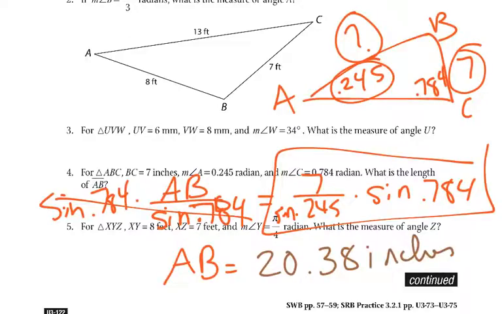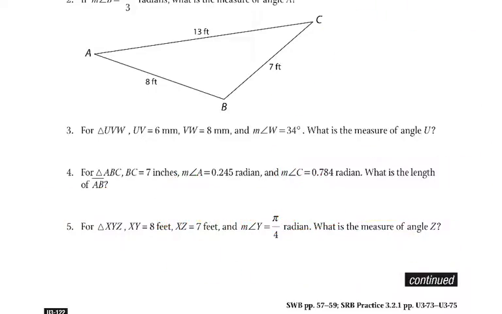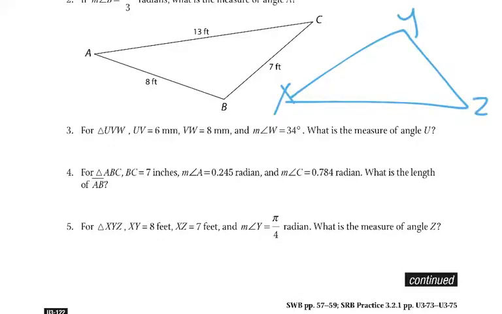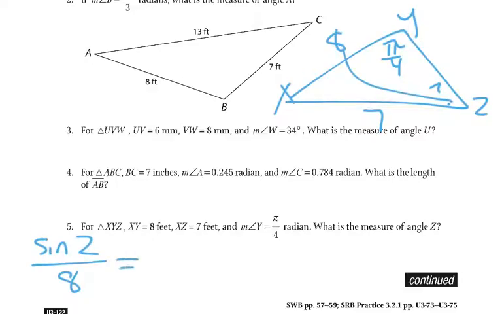Okay, number 5. So let's draw our triangle. X, Y, Z. XY is 8. XZ is 7. Angle Y is pi fourths. What is angle Z? So going for angle Z again, so I'd go sine of Z over its opposite, 8, equals the sine of pi over 4 over its opposite, 7. Times both sides by 8.